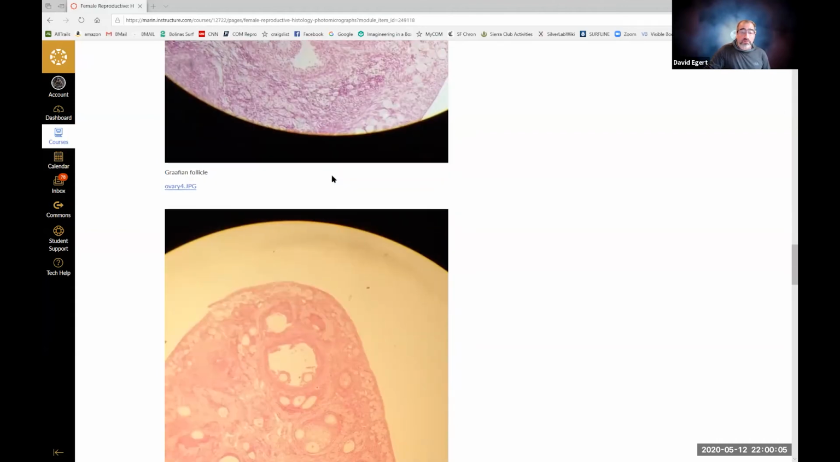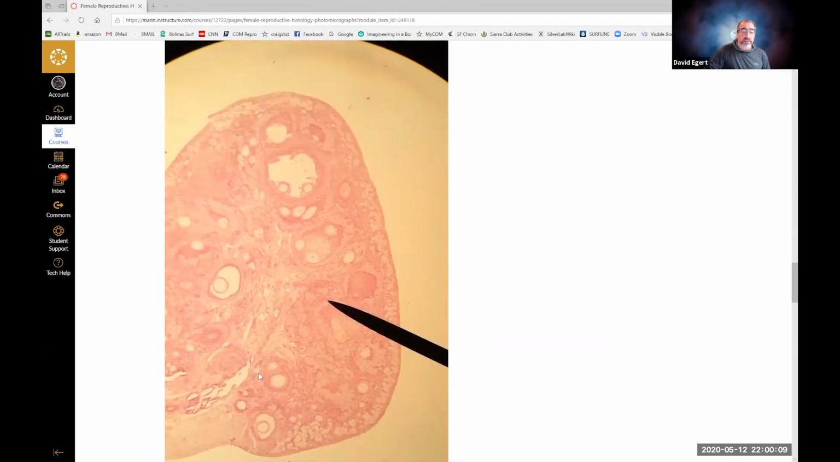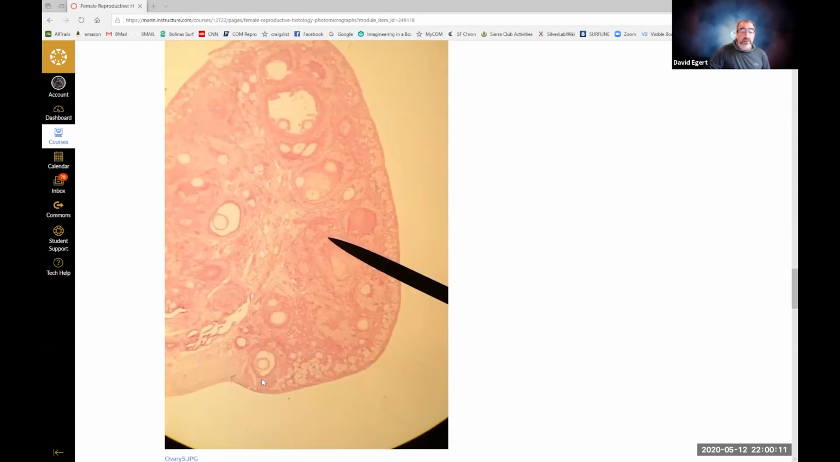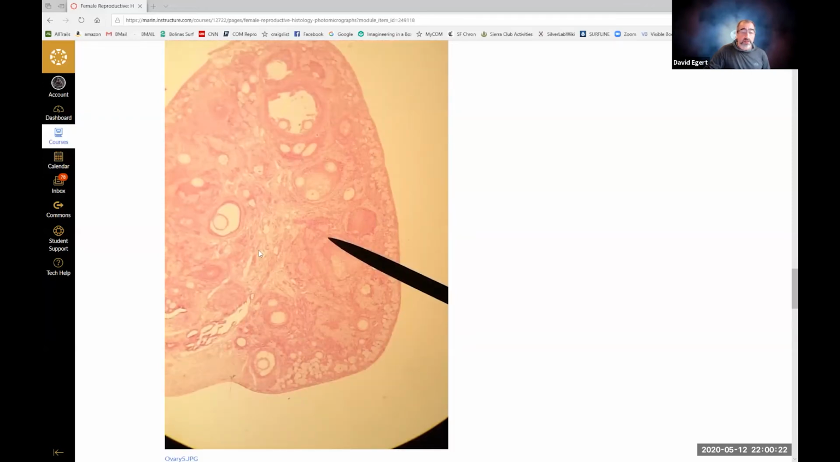So you should be able to look at this and know you're in an ovary. You should be able to know the difference between a primordial follicle versus a Graafian follicle or a secondary follicle. So, I would feel comfortable putting an ovary on an exam because they have very distinctive looking cells and the follicles at different stages of development.